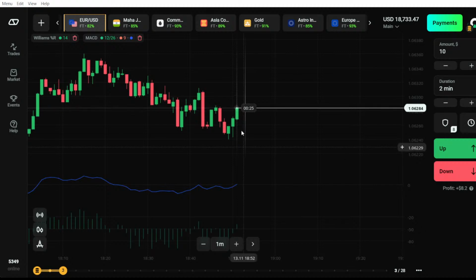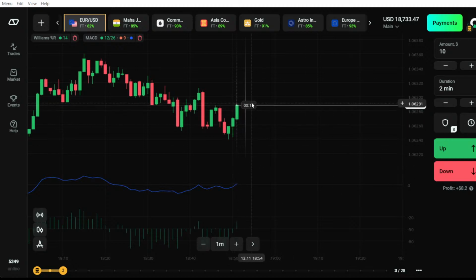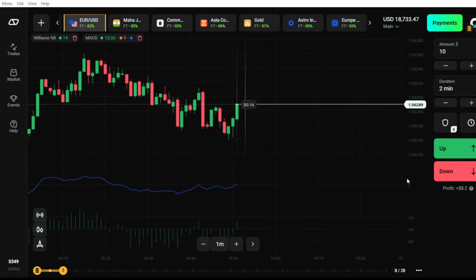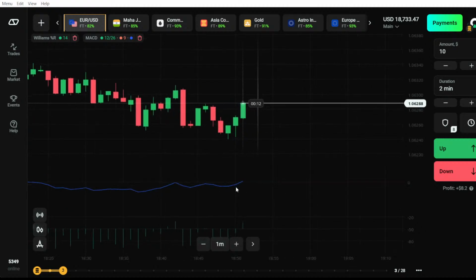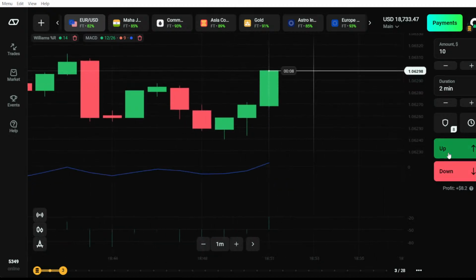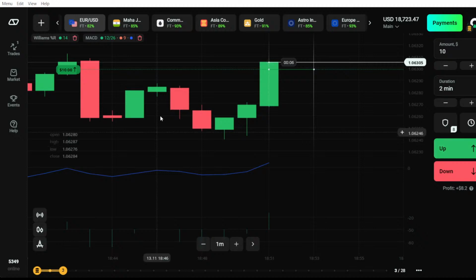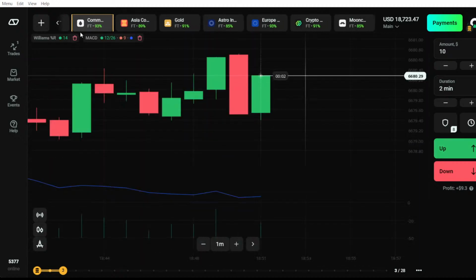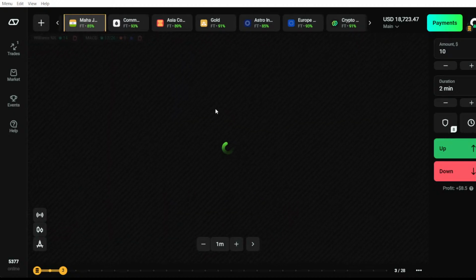Okay, so the first confirmation is already there, so we are looking for the second confirmation. Once that is there, we will open a trade in the upward direction. MACD is about to cross this level. Okay, so the first trade we have already executed. Let's look for one more.